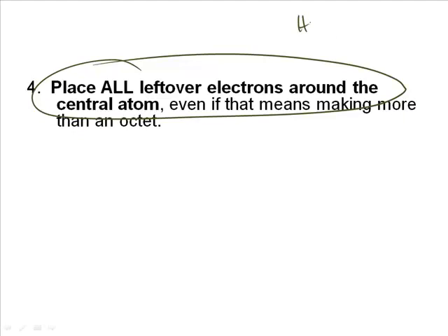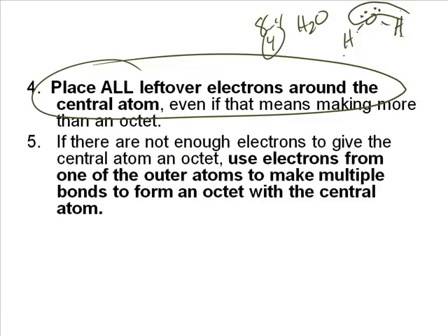Water, H2O, 8 valence electrons. The oxygen goes in the middle. You can't have 2 hydrogens in the middle. With the oxygen in the middle, I've used 4 electrons, but I've completed the octet out here. So I have 8 minus 4 equals 4. I have 4 electrons left over. So 1, 2, 3, 4. Anytime you have electrons left over, you must place them around the central atom.